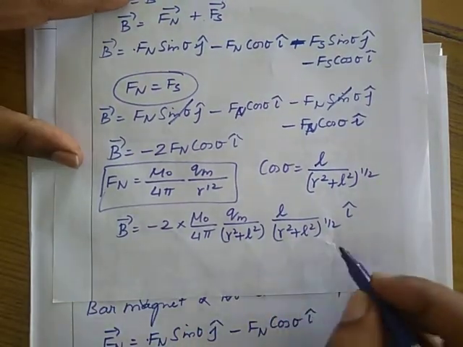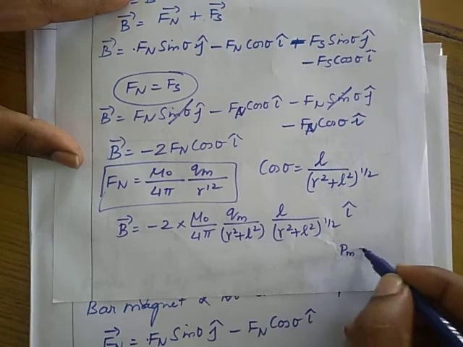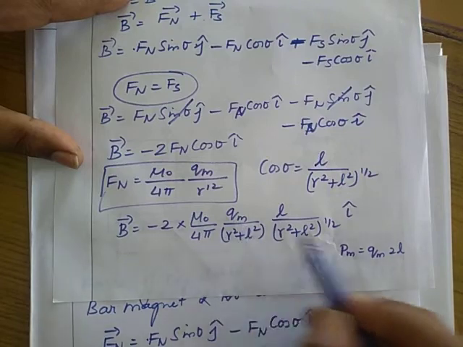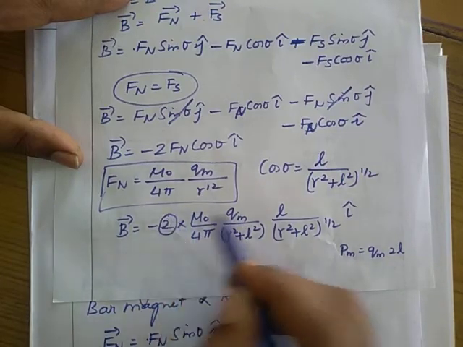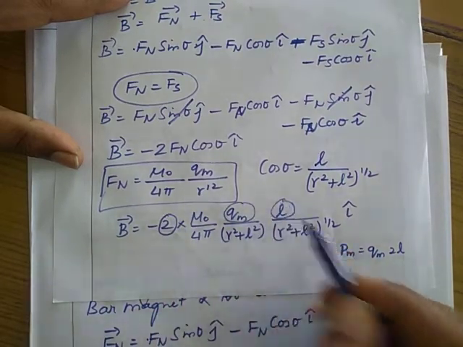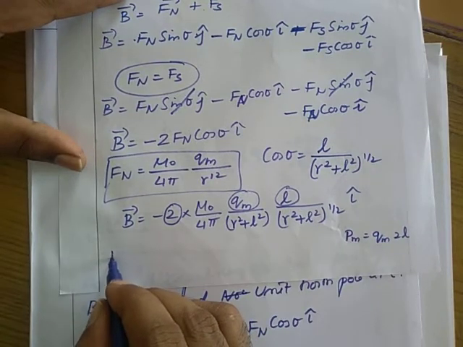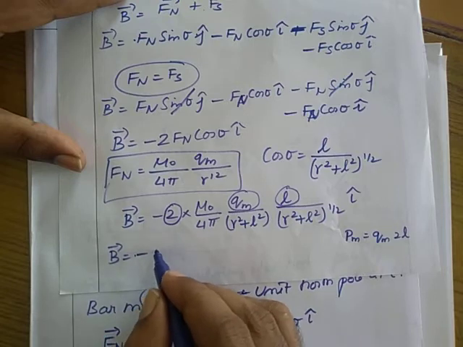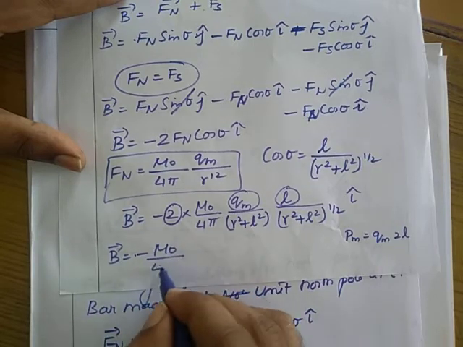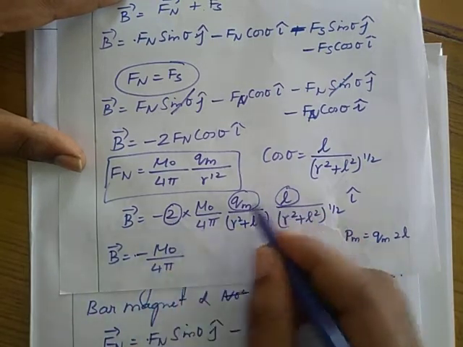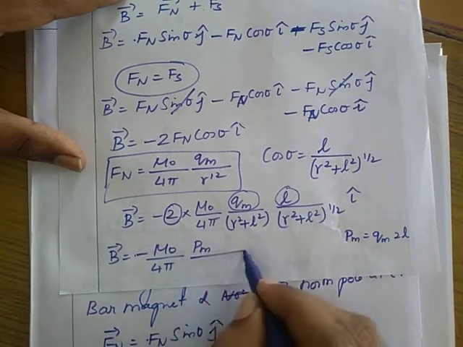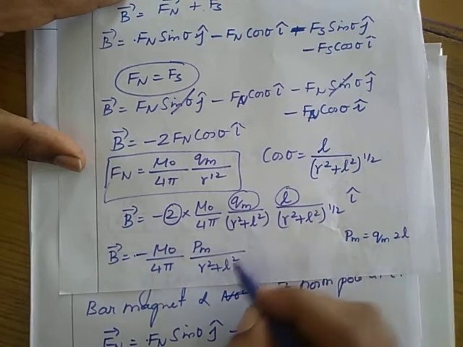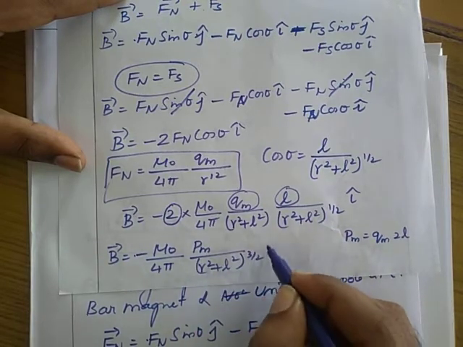Here we know magnetic dipole moment is equal to the product of pole strength and magnetic length. Here we can write 2 Qm and L as Pm. Then magnetic field B vector is equal to minus mu naught by 4 pi, then Pm by r square plus L square, and adding the powers 1 and 1 by 2 we get 3 by 2, i cap.